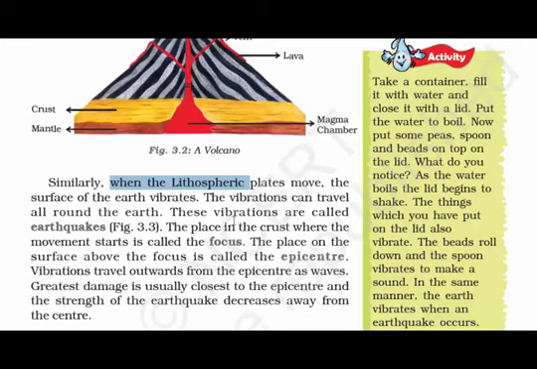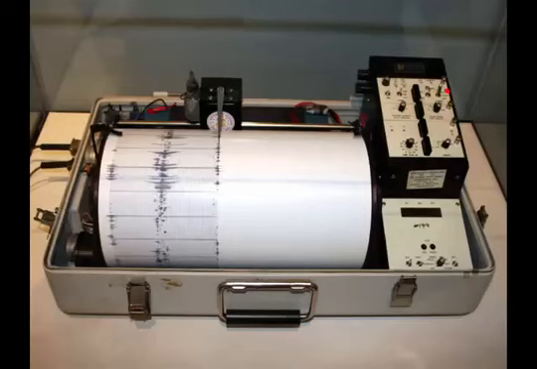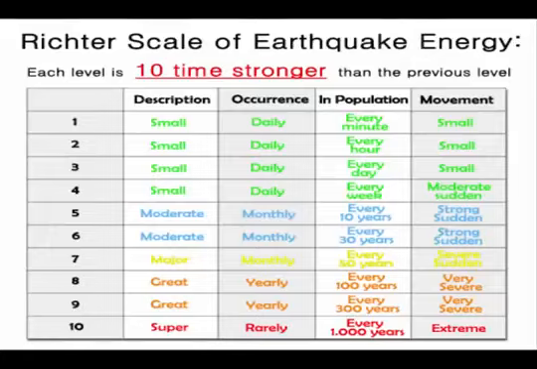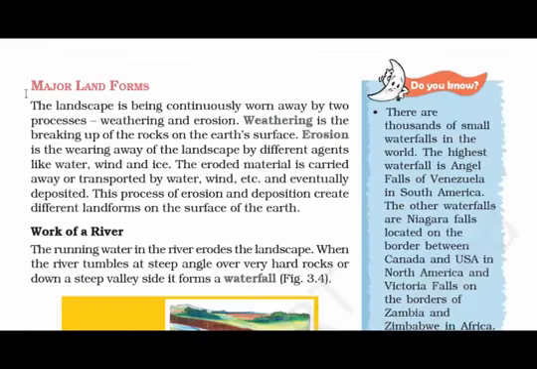Vibrations travel outwards from the epicenter as waves. Greatest damage is usually closest to the epicenter, and the strength of the earthquake decreases away from the center. An earthquake is measured with a machine called a seismograph. The magnitude of the earthquake is measured on the Richter scale. Any magnitude stronger and higher than 7.0 is classified as a major earthquake. On this page we'll read about the major landforms.